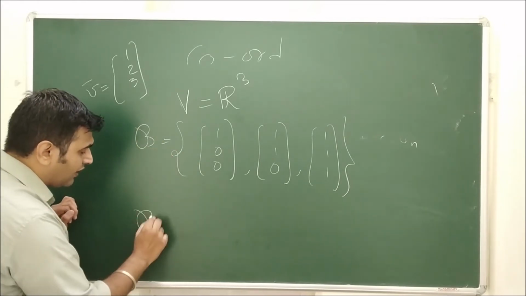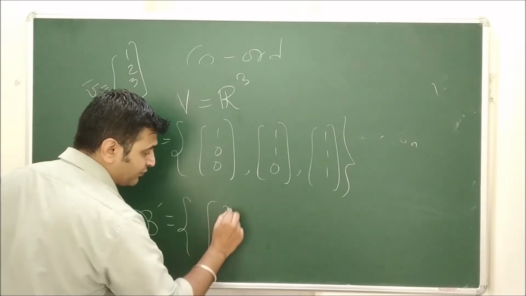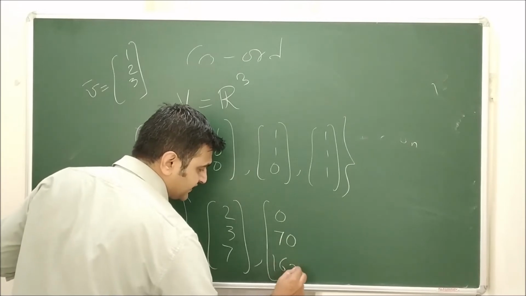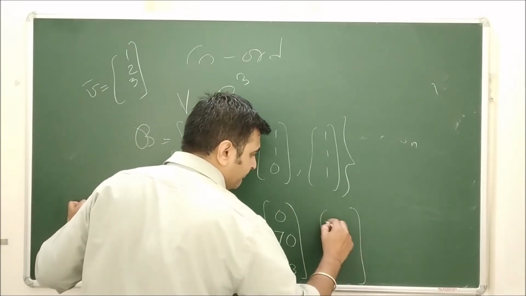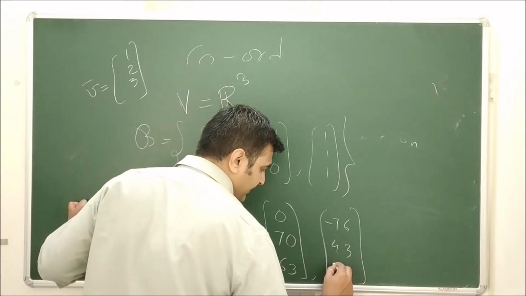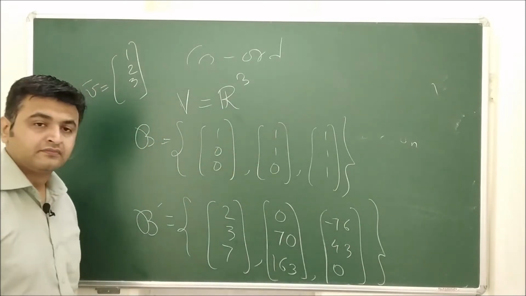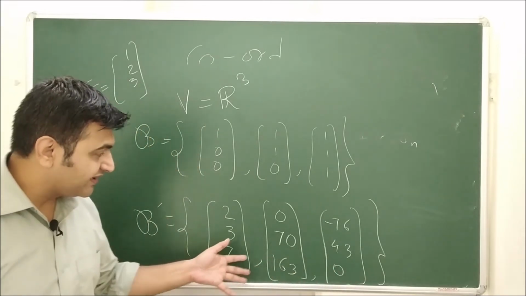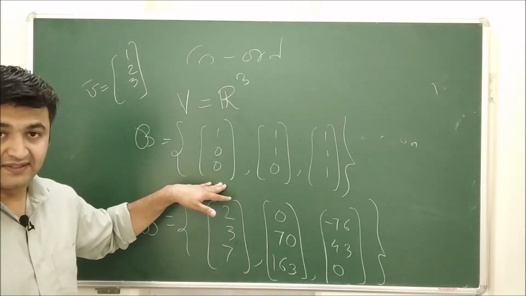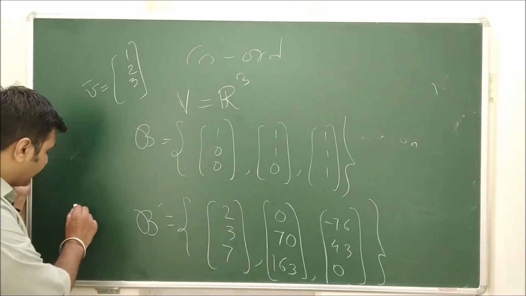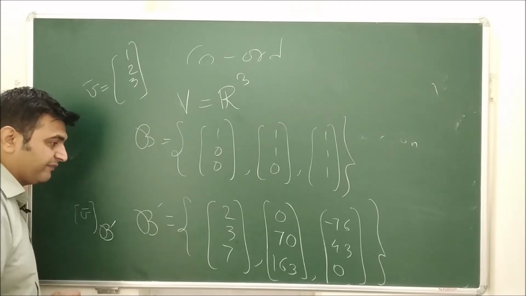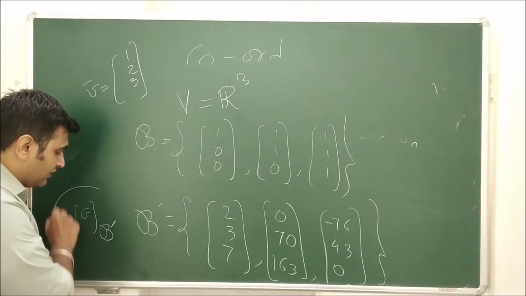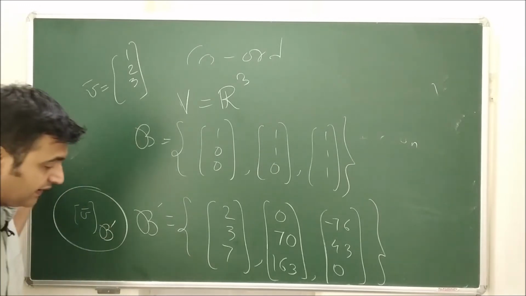But if I give you B prime as, suppose, (2,3,7), (0,70,163), (-76,43,0), one can check that this also forms a basis. And you can see the numbers are not that good as compared to the earlier set. So if I ask you what the coordinate vector of v with respect to B prime is, it will take some time. So how do I avoid this? Is there a way? The answer is yes.